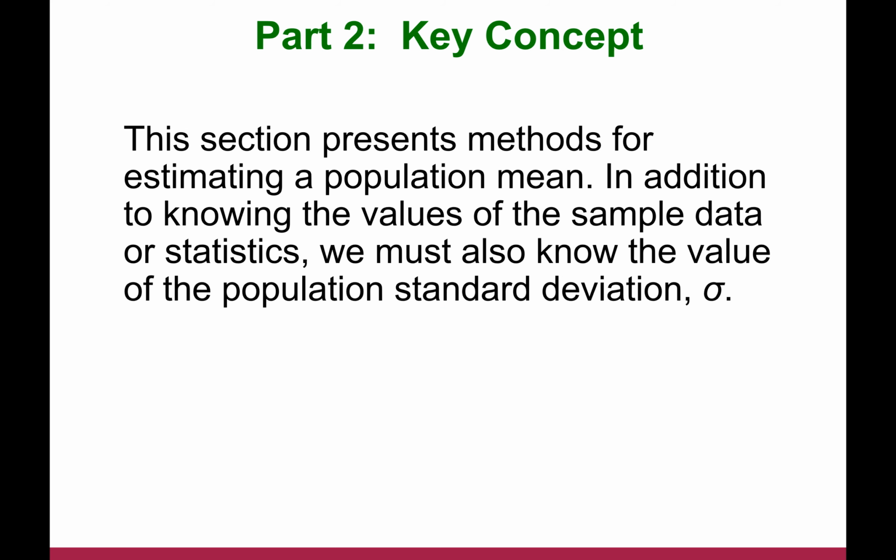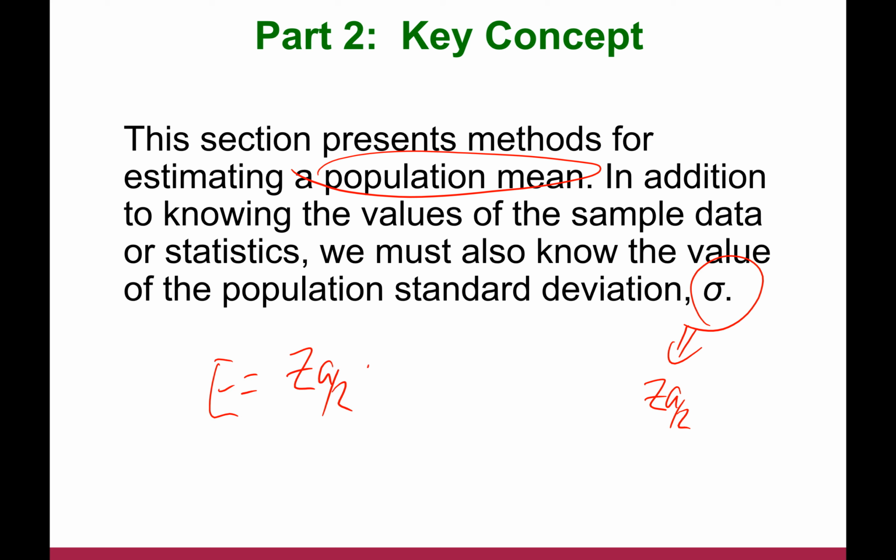This section presents a method for estimating the population mean mu. In addition to knowing that, we are given the population standard deviation. So this is the case when the population standard deviation is given, which means we're using a critical z-score. So margin of error equals the critical z-score times the population standard deviation over the square root of the sample size.